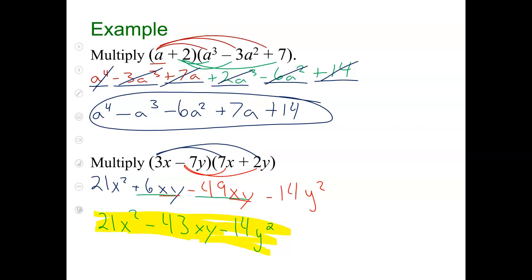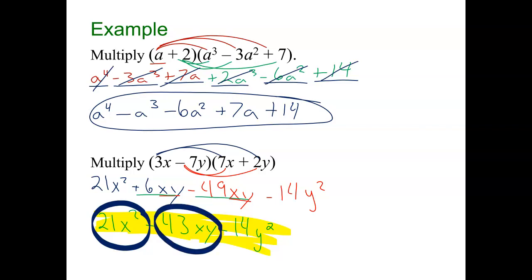I want to point something out. What is the degree of this first term? 2. What is the degree of the second term? 1. It's also 2. What's the power on the x? What's the power on the y? What's 1 plus 1? 2. When you have more than one variable, you add their degrees to get the degree of the term. Okay? And then what's the degree on the last term? 2. So they all have a degree of 2, right?